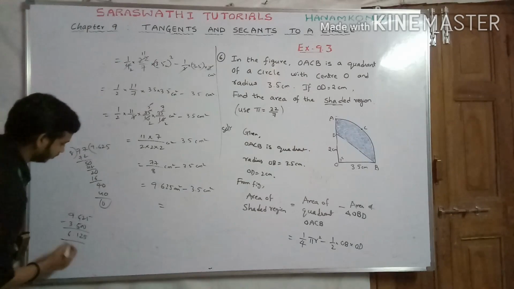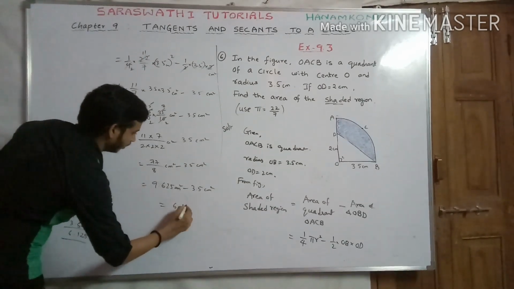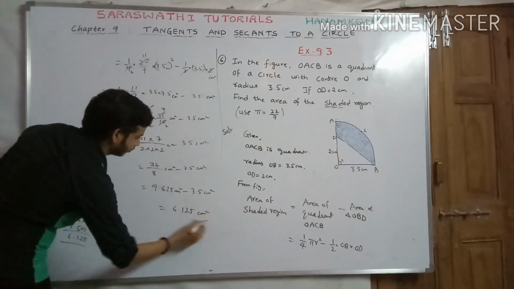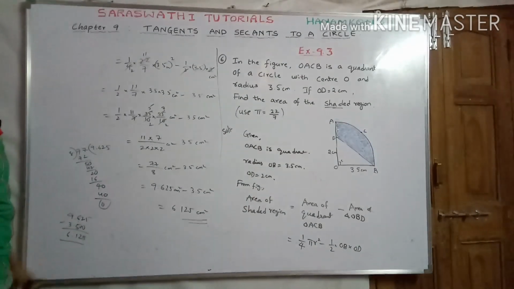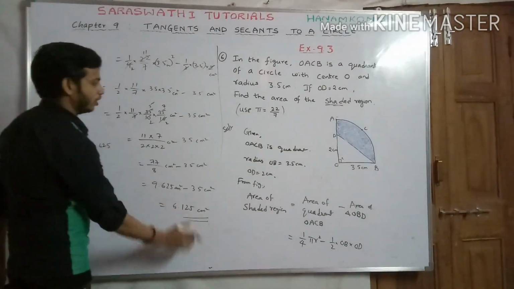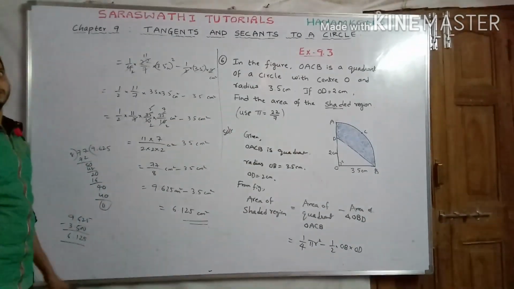So 6.125 centimeters square. This is the area of the shaded region. Therefore, the area of the shaded region is 6.125 centimeters square. So this is the answer.